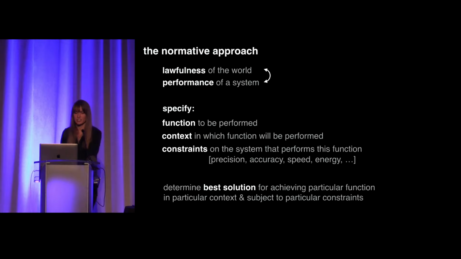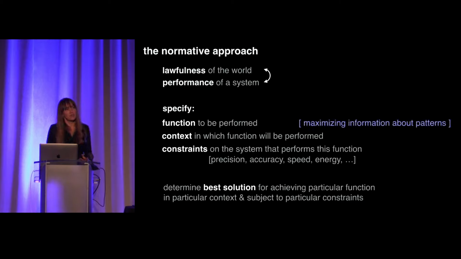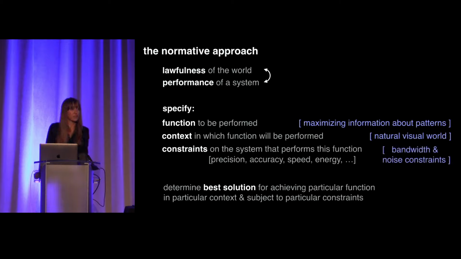So in the example that I just gave you, the function that we specified that the visual system needs to perform is maximizing information about different types of visual patterns. And the context in which we think the visual system has to maximize this information is over the ensemble of natural visual scenes, so the natural visual world in which we live. And we think the visual system has some constraints on how well it can do this, and these have to do with bandwidth and noise constraints. And we'll get into the nature of these constraints as we go forward.